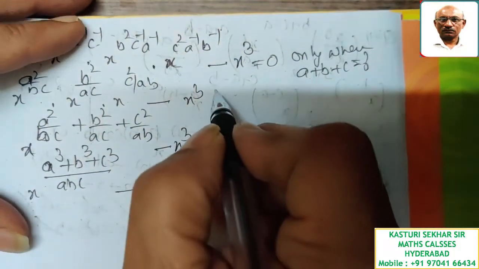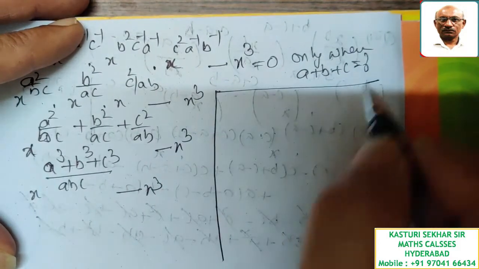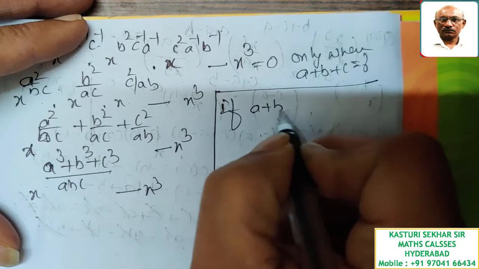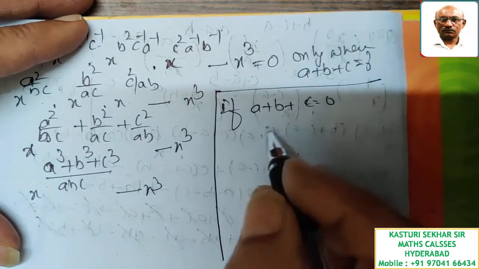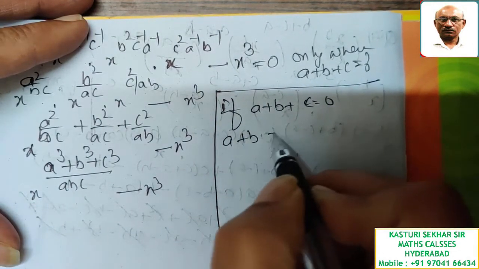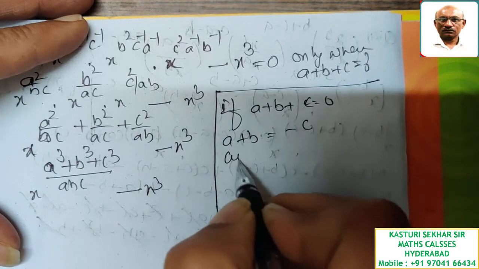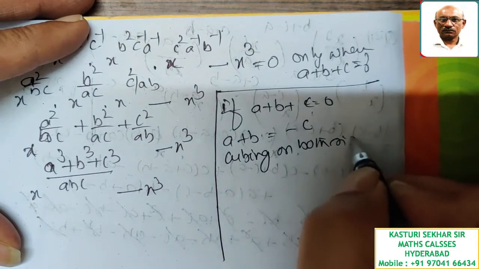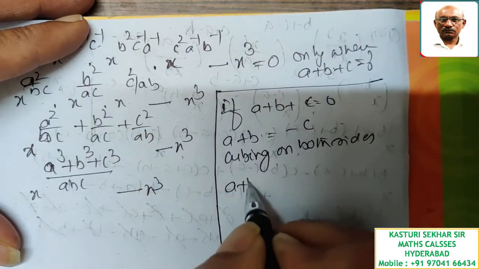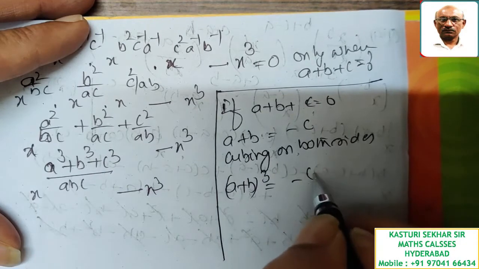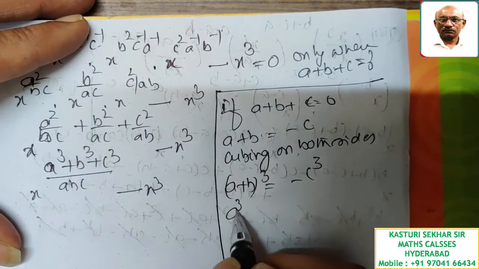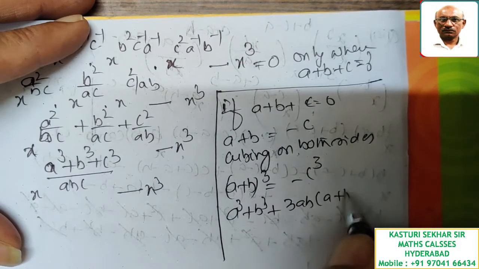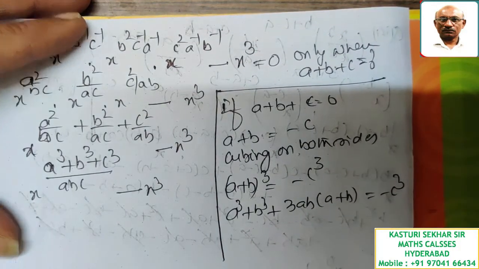Now there is a result in algebra which I am proving. Proof is not required, only for your satisfaction. If a plus b plus c is equal to 0, then we can write a plus b is equal to minus c. Cubing on both sides, (a plus b) whole cube is equal to minus c cube. a cube plus b cube plus 3ab into (a plus b) is equal to minus c cube.